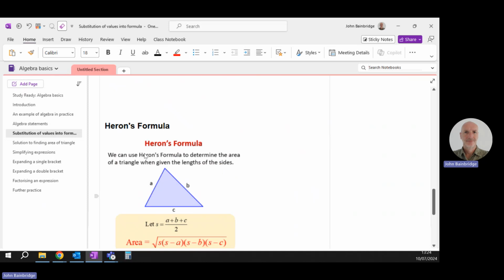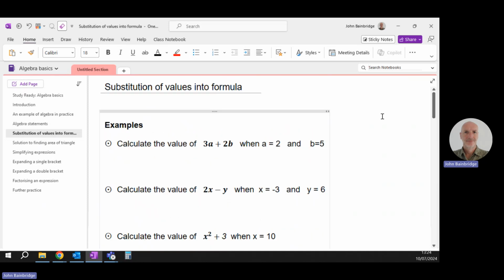Let's have some practice at substituting values into an expression. We've got 3a plus 2b here, and it asks us to calculate the value of 3a plus 2b when a equals 2 and b equals 5. So the 3a means 3 times a, so that's 3 times 2. I'll just put it in brackets like that. And the 2b means 2 times the value of b, which is 5. So 3 2s are 6 plus 10 equals 16.